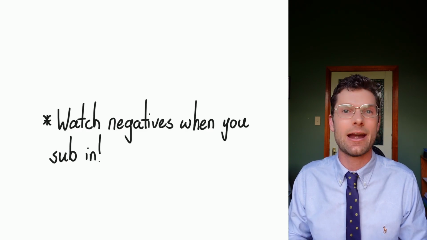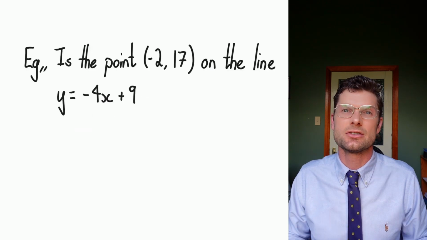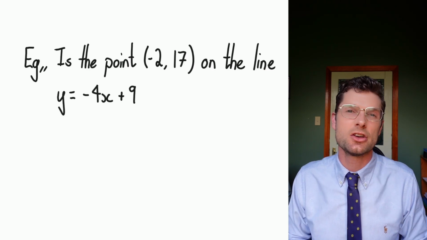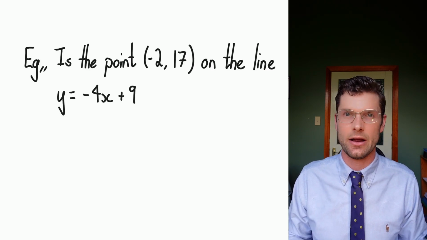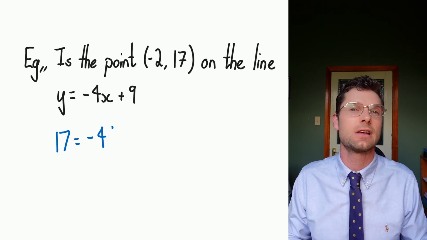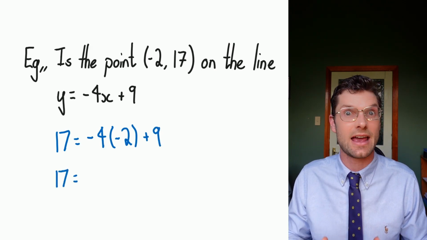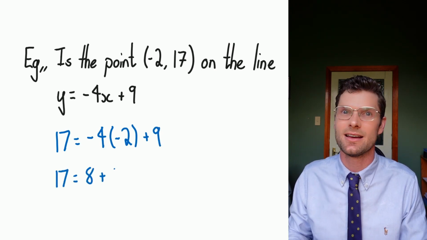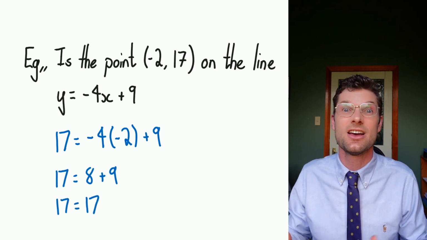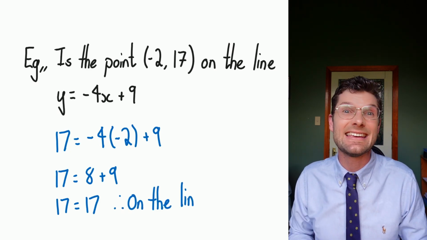Anytime we've got a negative gradient and a negative point, we just have to make sure we do end up with a positive answer. So I want to find out if the point negative 2, 17 is on this line. So y is equal to negative 4x plus 9. I've got to sub these two things in. So I've got 17 is equal to negative 4 times negative 2 plus 9. Negative 4 times negative 2 is equal to 8, positive 8. So now I've got 17 is equal to 8 plus 9. 8 plus 9 is 17, so this thing is true. That point there, even though it seems like it's really far away, is on the line.